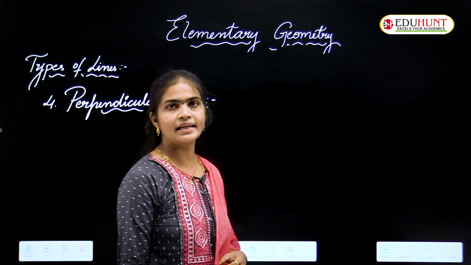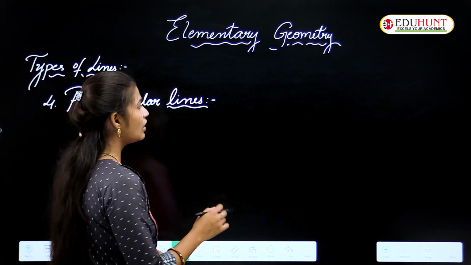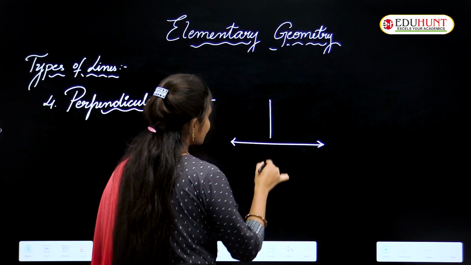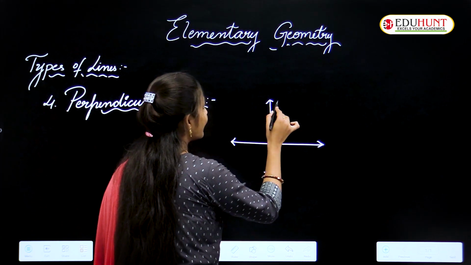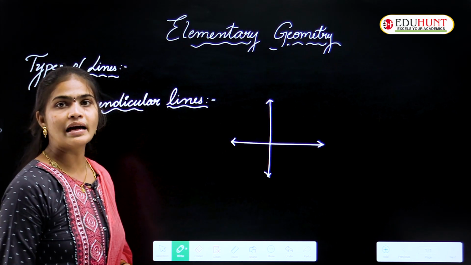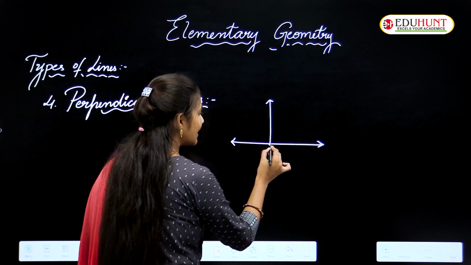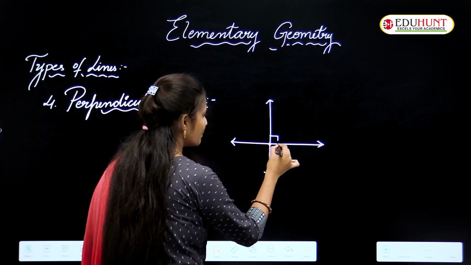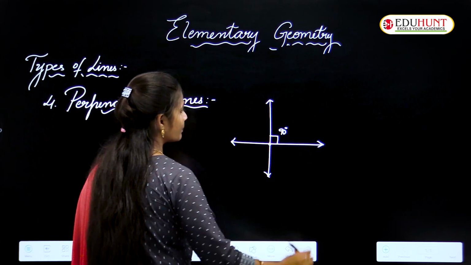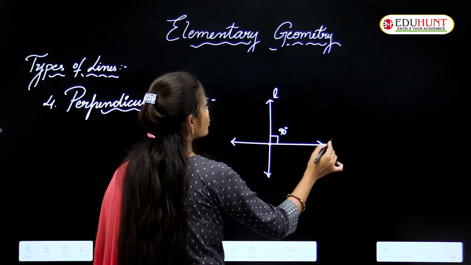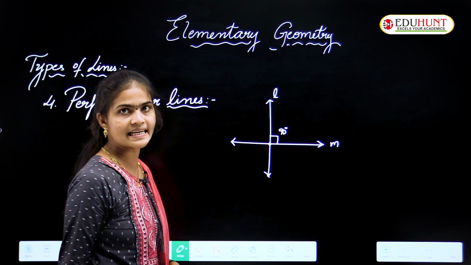Next one, perpendicular lines. Here, two lines intersect each other at a right angle. Two lines intersect each other at a right angle means here at that intersection point the angle must be 90 degrees. The angle must be 90 degrees, then only we will call those two lines perpendicular lines.